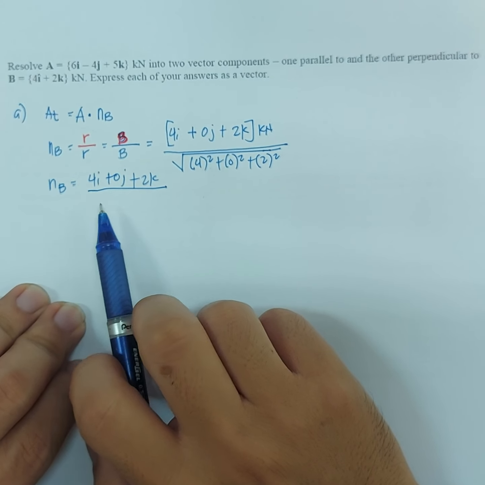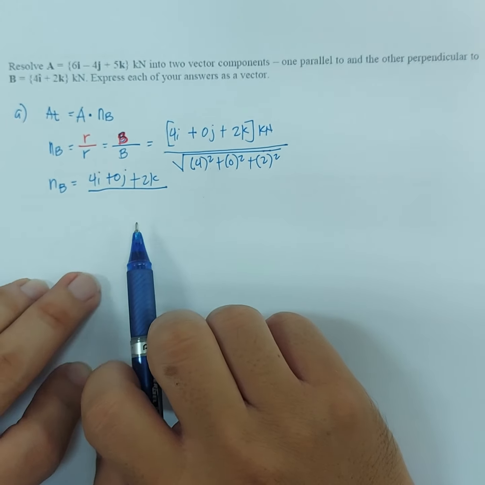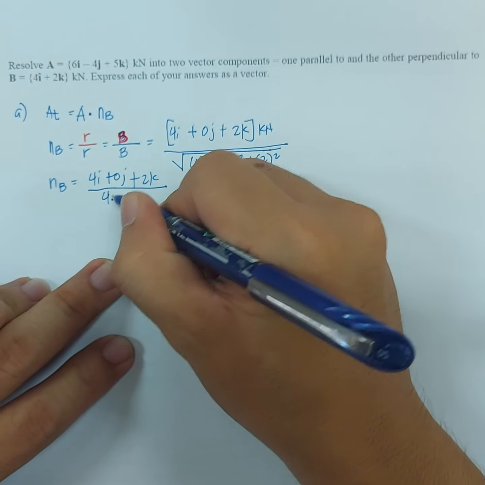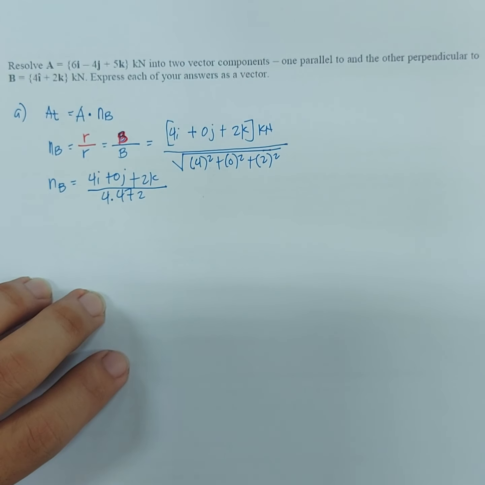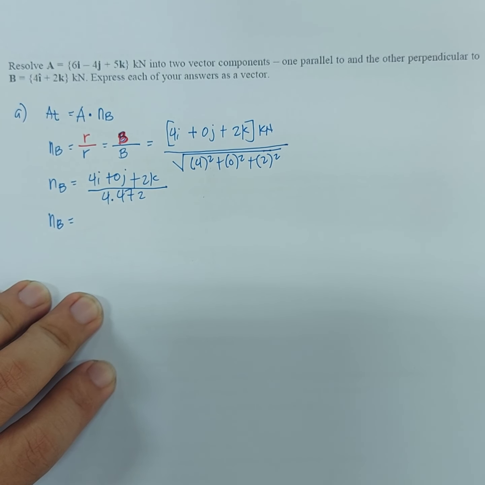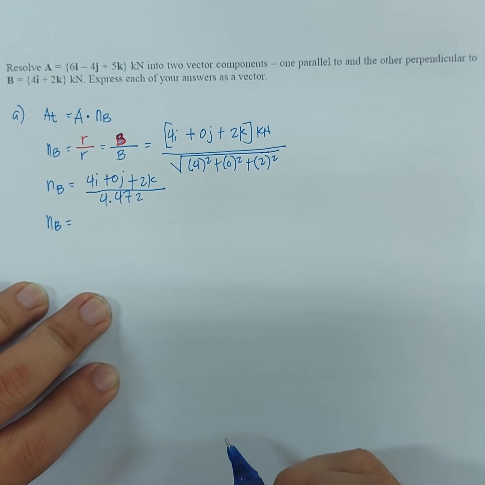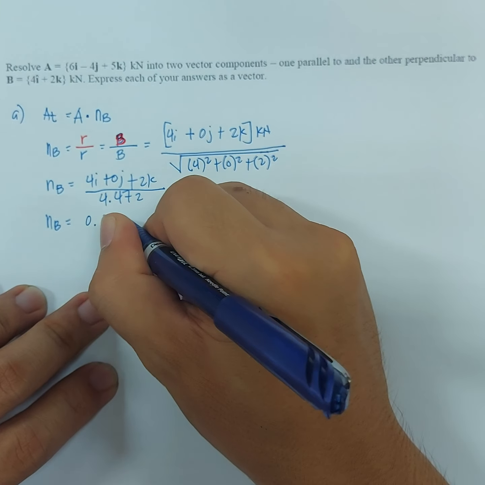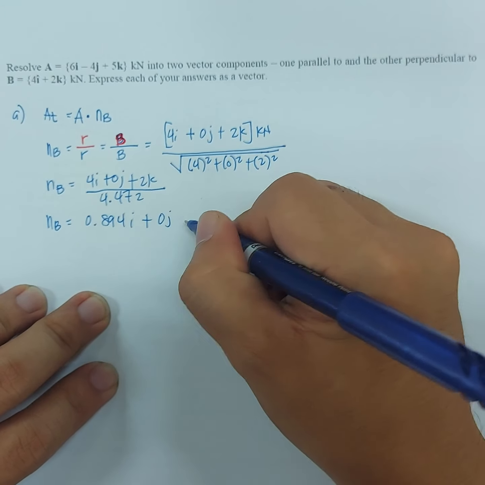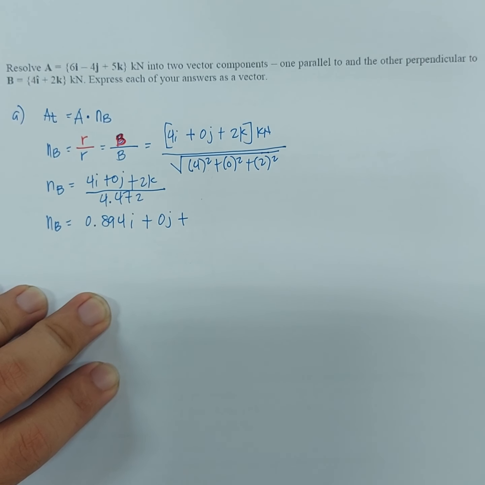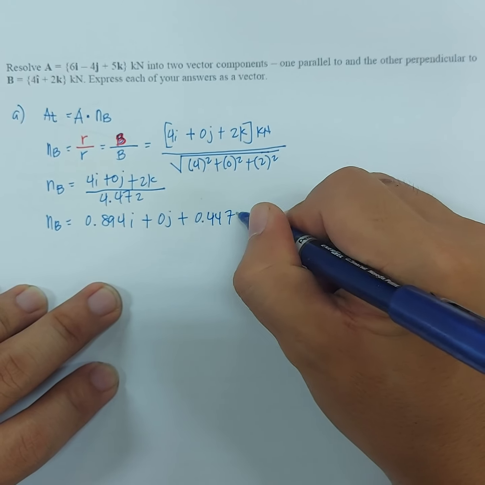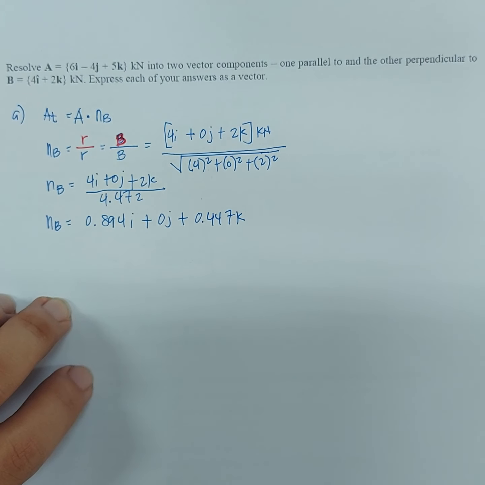So we have 4i plus 0j plus 2k divided by 4.472. Ayan. So our unit vector is equal to 0.894i plus, of course this is 0j plus 0.447k. Okay, so yan na.